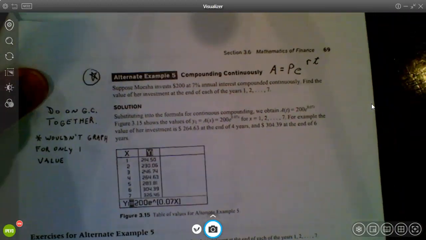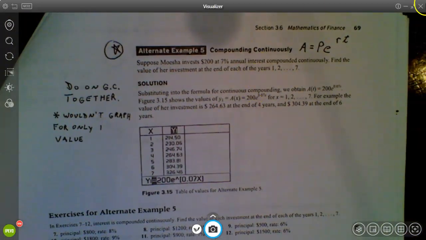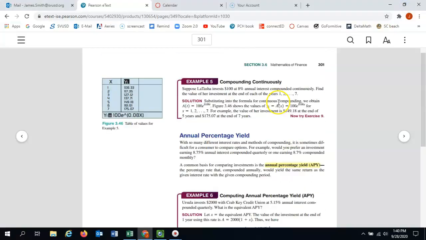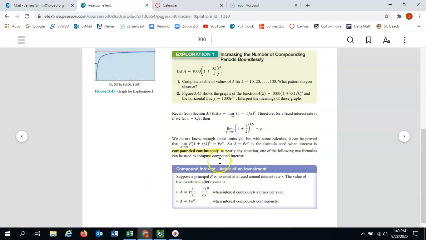Compounding continuously. So you would actually see this on the same page of the book where I just was, 301 I think it was. So for this formula, that one's right here. So they do the example here. The formula must be on the previous page. I already have it written into the notes, so that's fine. So on page 300 down here is where you'll see the explanation for compounding continuously. Here's the formula that we are using.